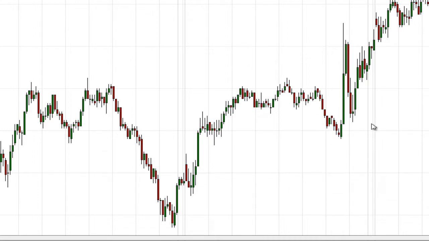But the fact that it held tells you, yeah, buyers are still in control. The place where they launched this move higher was now defended. They bought more again here.